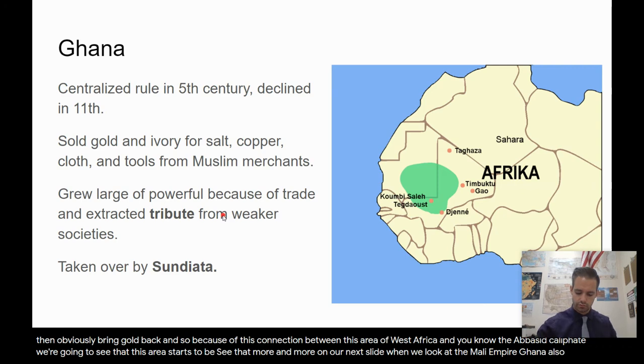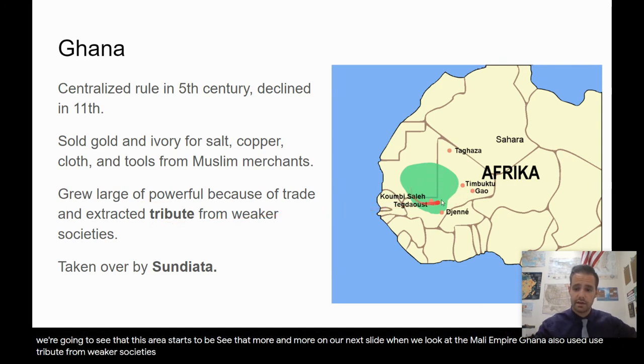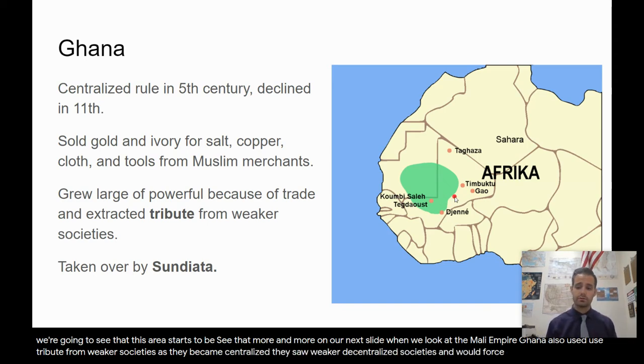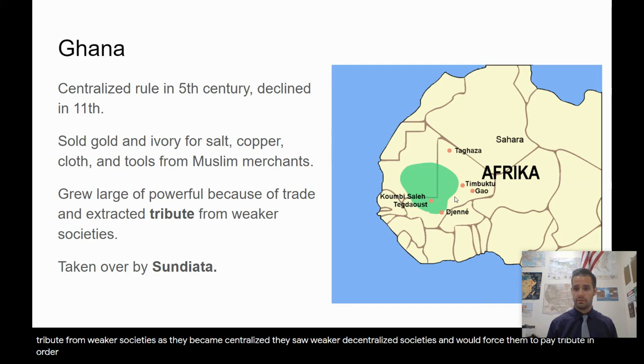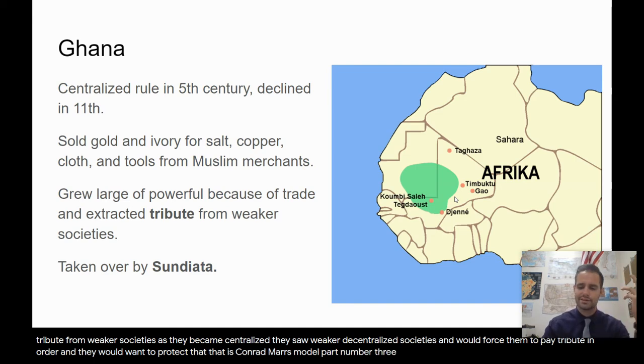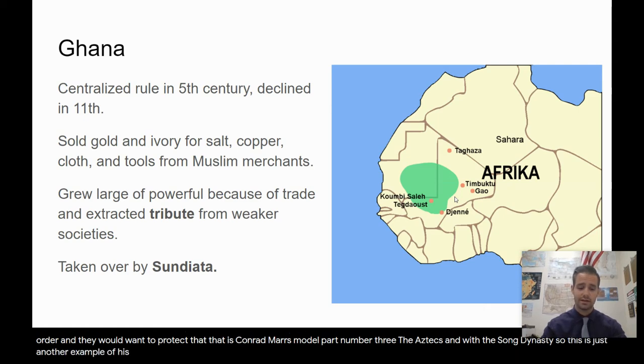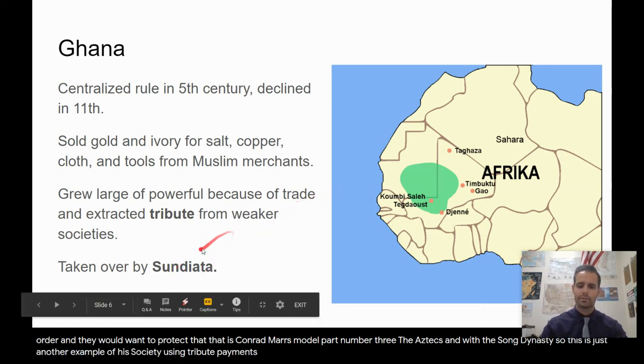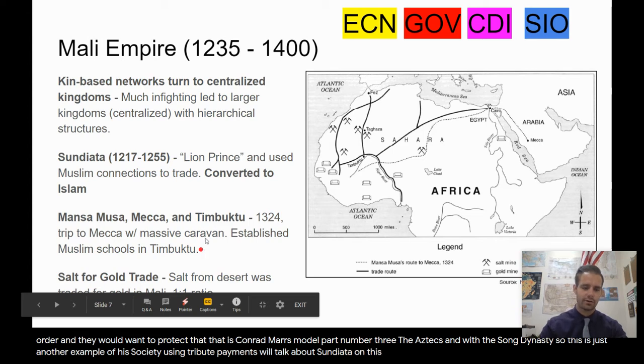Ghana also used tribute from weaker societies. As they became centralized, they saw weaker, decentralized societies and would force them to pay tribute, and they would, quote unquote, protect them. That is Konrad Demar's model part number 3, and we've already seen examples of tribute payment with the Aztecs and with the Song Dynasty. So this is just another example of a society using tribute payments. We'll talk about Sundiata on this slide right here.